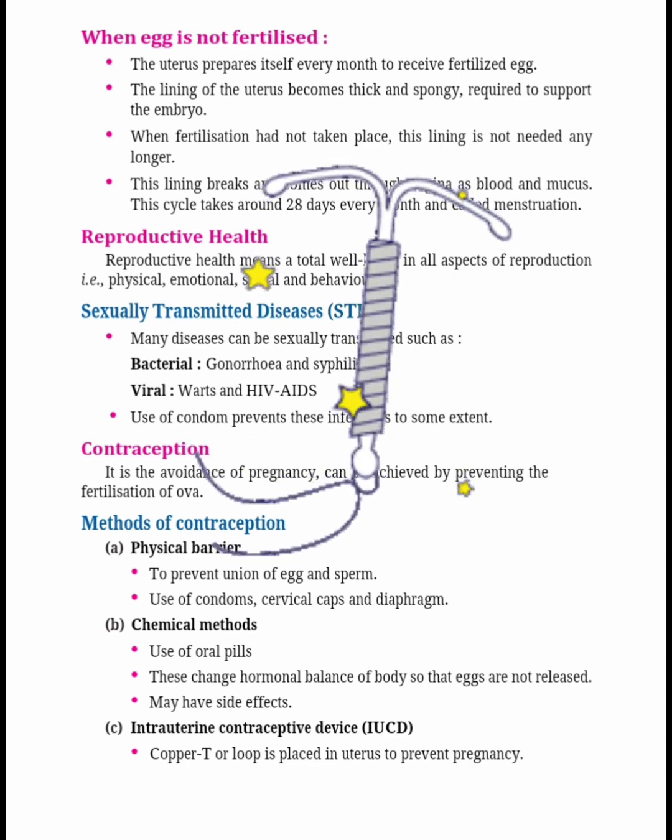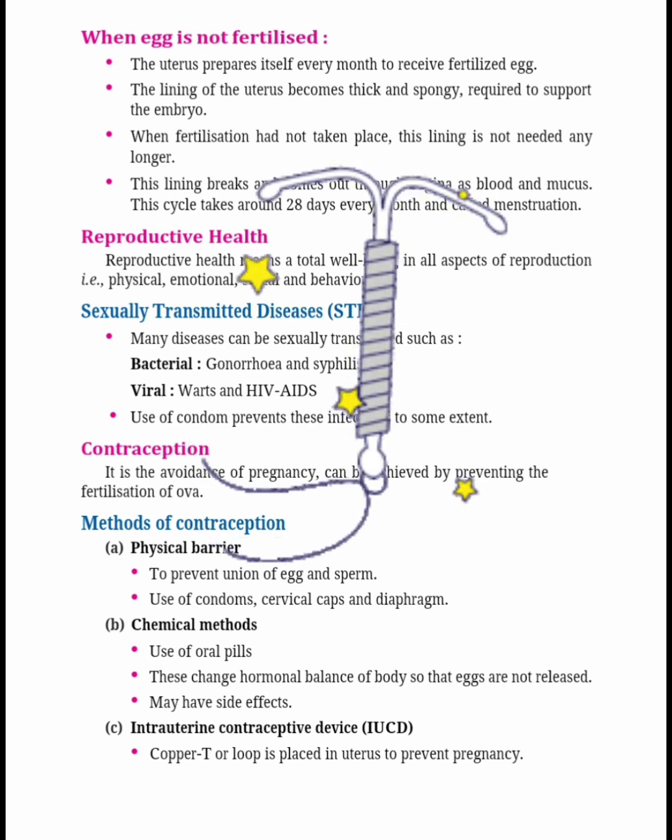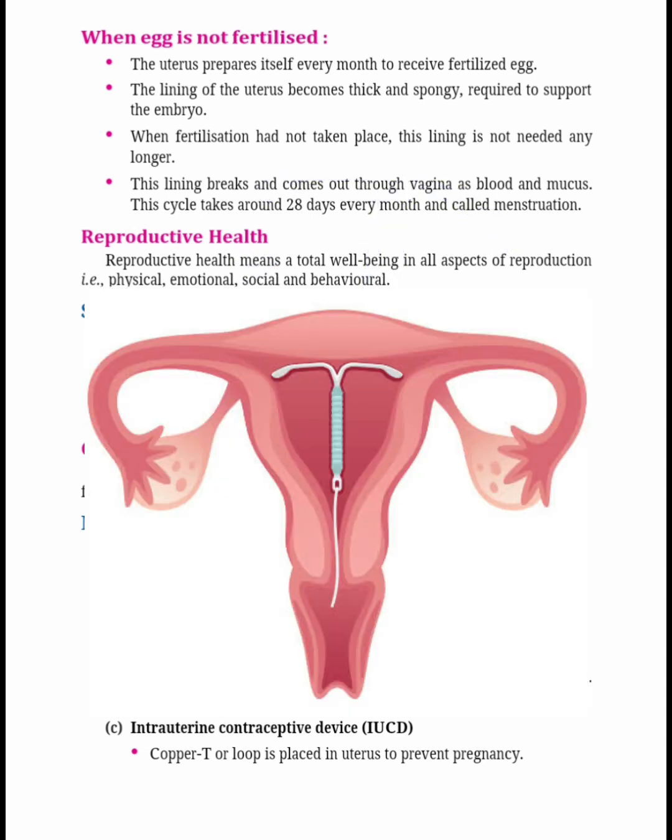The next one is IUCD, intrauterine contraceptive device. It is a copper T or loop. It is placed in the uterus of the female reproductive system to prevent pregnancy.